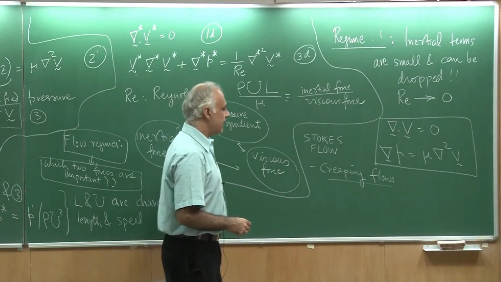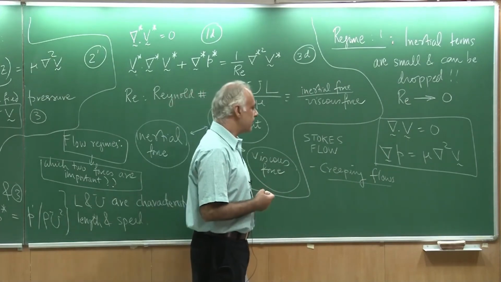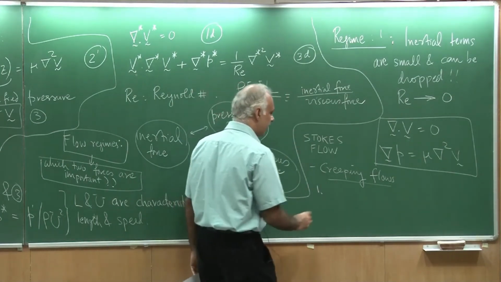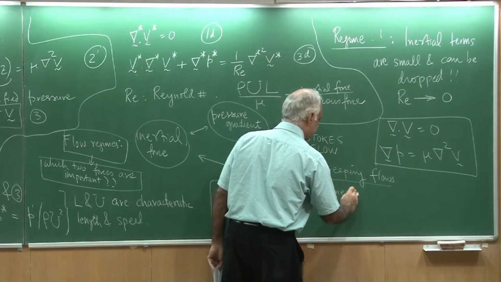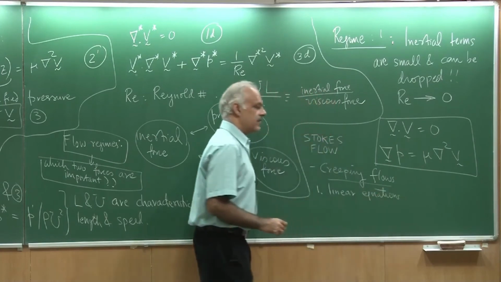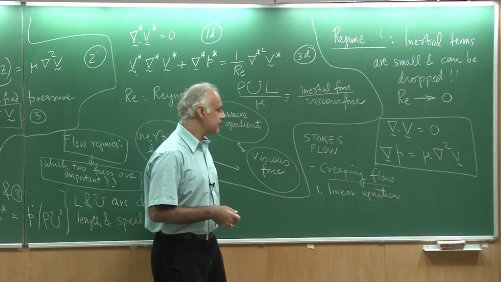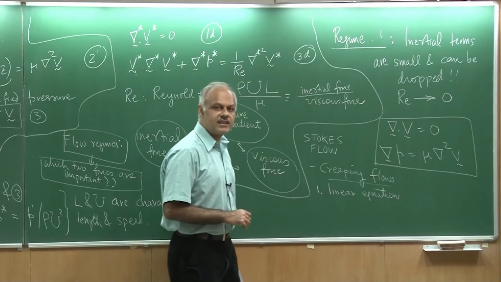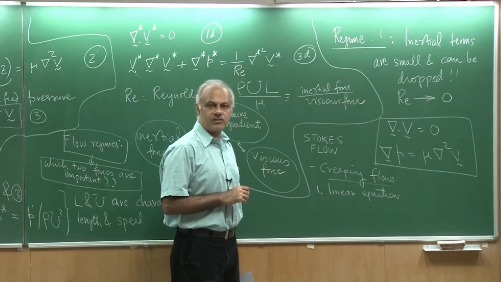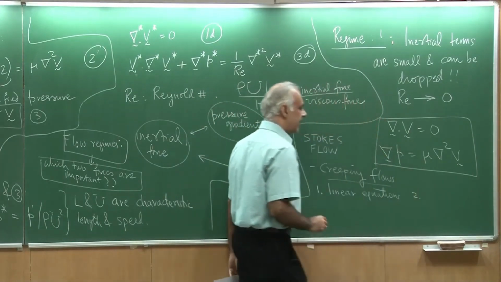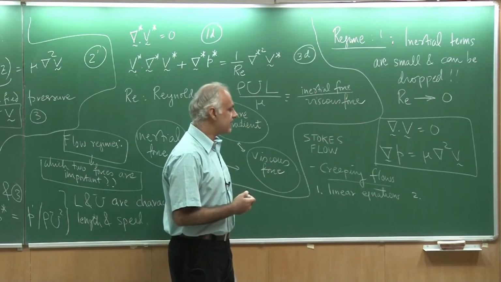Okay. Now, some properties of this flow. What you can see right away is that now we are dealing with linear equations. The inertial term was the nonlinear term, and that is gotten rid of. So, both these equations are now linear, and hopefully they are easier to solve. Okay. There is no unsteady term. Okay. So, that obviously we have been able to get rid of.